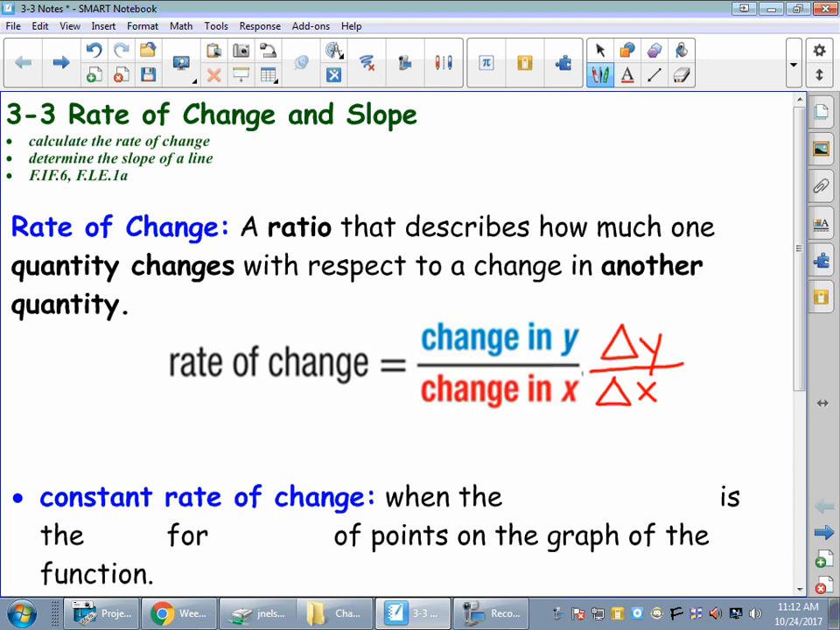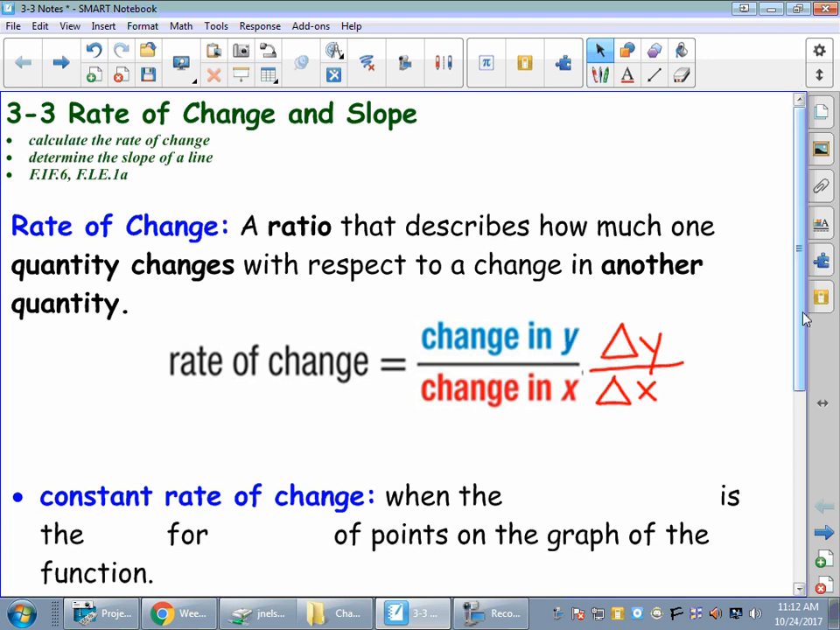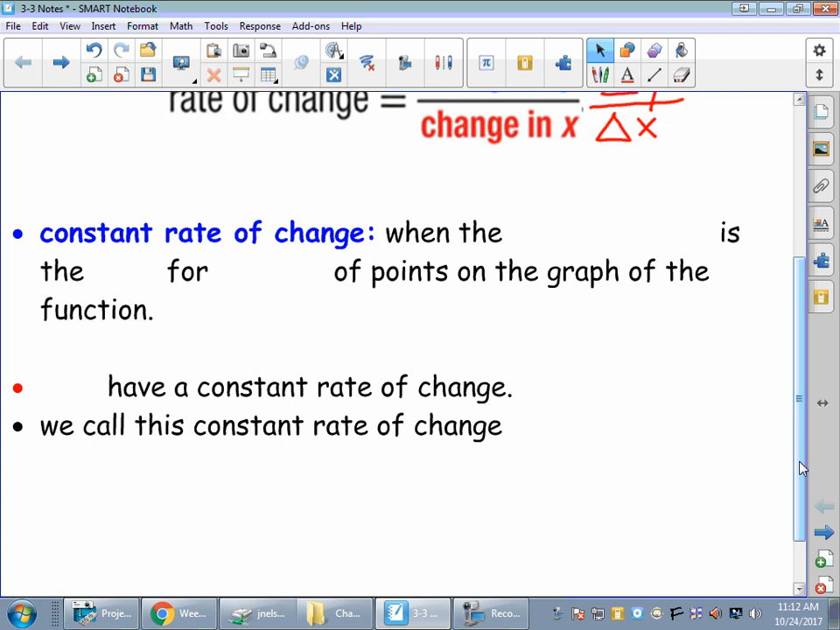So how much are my y values changing? How much are my x values changing? And it's always the y value over the x value. That's an important part to understand. Now, if the rate of change is constant, that means that it's the same for any pair of points on the graph of the function. So if it has a constant rate of change, that means maybe my y value changes 3 every time my x value changes 1. Or every time my y value decreases by 2, my x value increases by 5 over and over again. No matter what point you start at, that's the same thing.